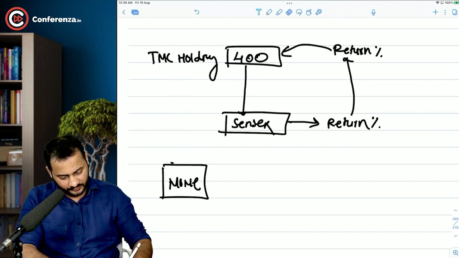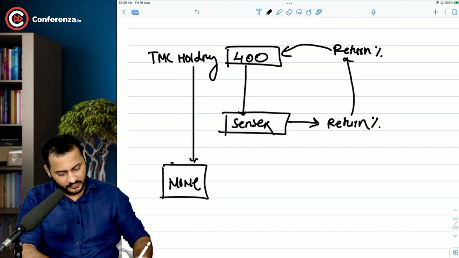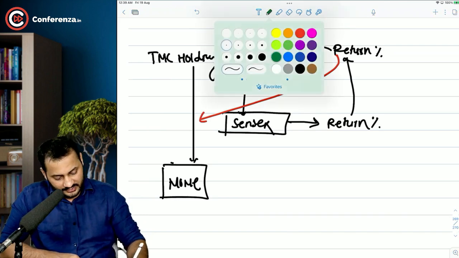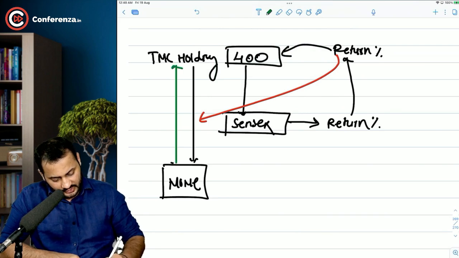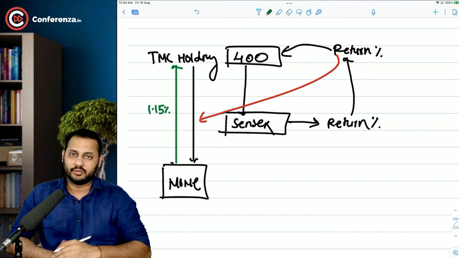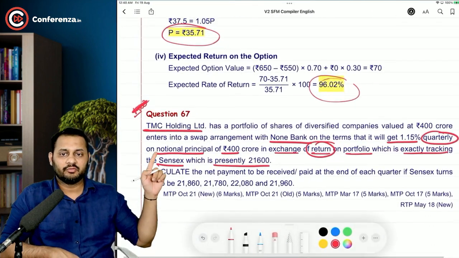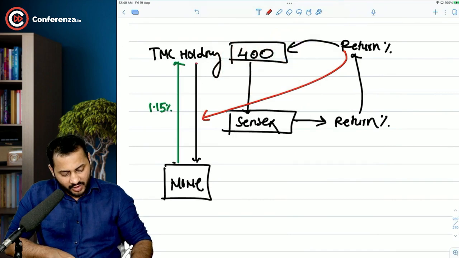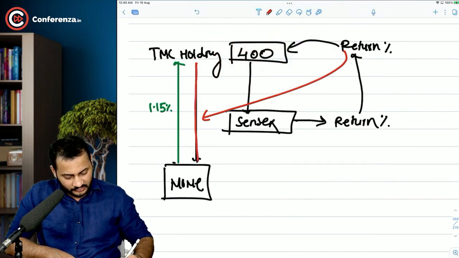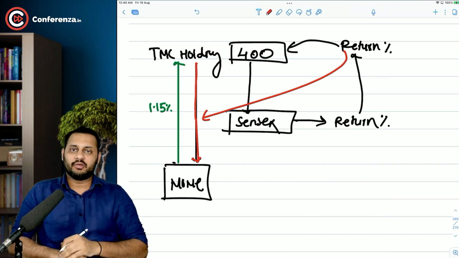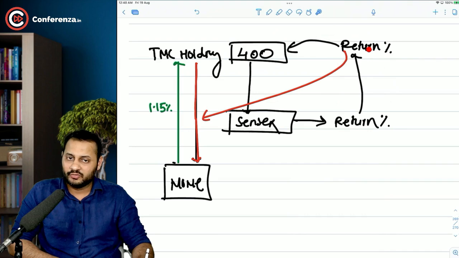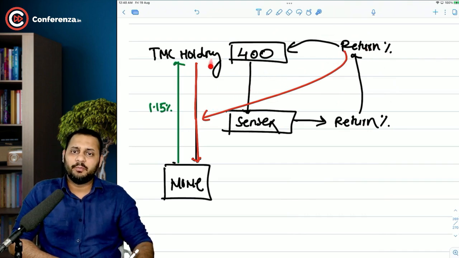I will just show you how the swap is going to work. We will pay non-bank this return that we are earning on our portfolio, and we will receive a fixed amount of 1.15% on 400 crore quarterly. So can you explain why TMC Holding is giving up its return for the fixed return of 1.15%? First of all, this is going to be a floating return. Every quarter, the Sensex return will change, which will mean that the return on the 400 crore will change. And whatever the return will be, we will pay it back to non-bank.